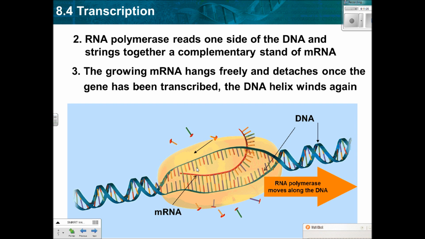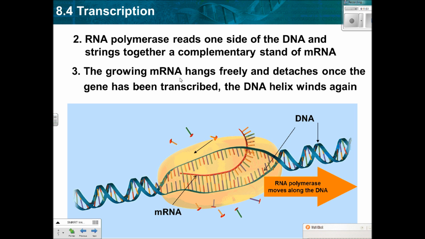So if this is a T, what is going to go there? Everybody join me. Stop writing. Listen to me. If this is a T, they're going to put an A there, right? If this is a C, they're going to put a... So just like with replication, they're building the complementary side, but this is a single strand. It's RNA. Wherever a T would go, a U will go. Okay, so it reads one side. We've got this stringing together the messenger RNA.